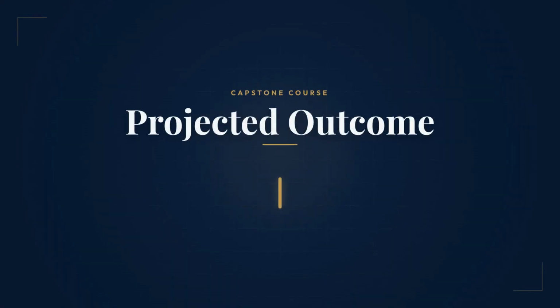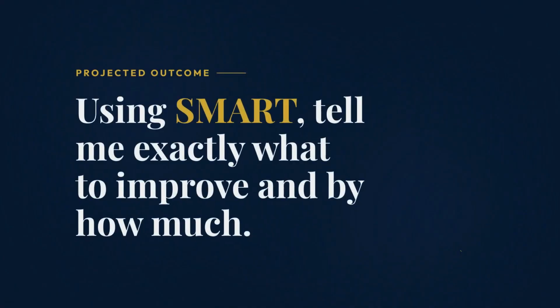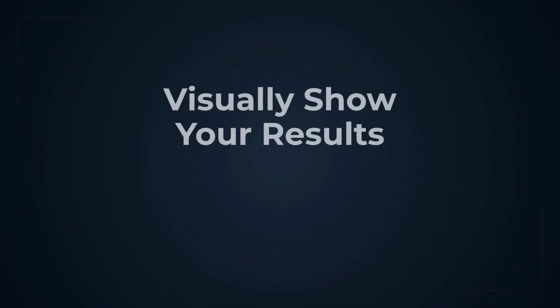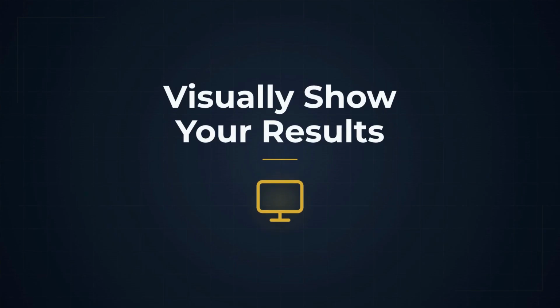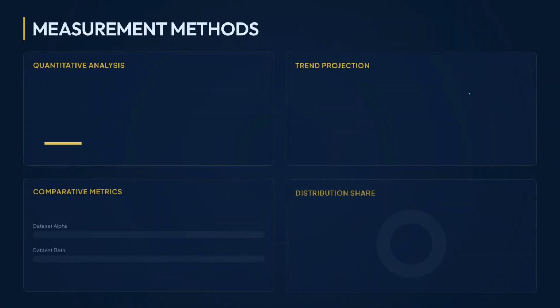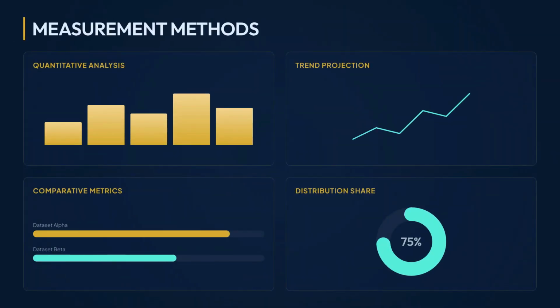You will then establish a projected outcome. Using the SMART method, tell me exactly what you expect to improve and by how much. You will also determine how you are going to measure and visually show your results. Depending on your objective, this might include a bar graph, line graph, comparison chart, percentage analysis, or another appropriate measurement.